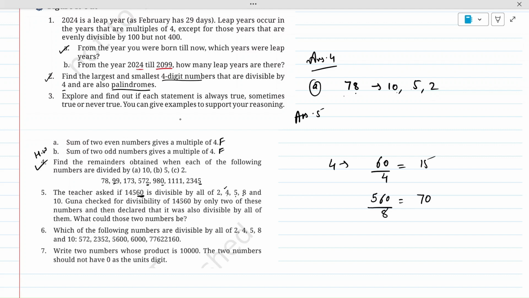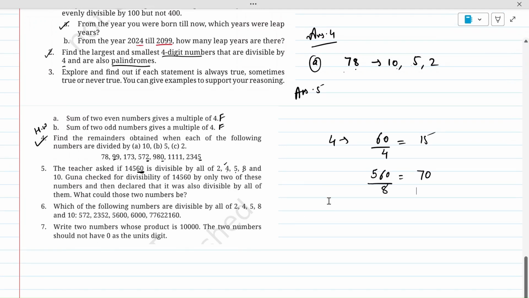Okay. Now, question number 6. Which of the following numbers are divisible by all of these? So kids, this I am leaving to you as homework. I am just giving you a quick hint here. With 2, we know this number will be divisible. All the numbers will be divisible by 2 here. Why? Because we have either even or 0 at the end.